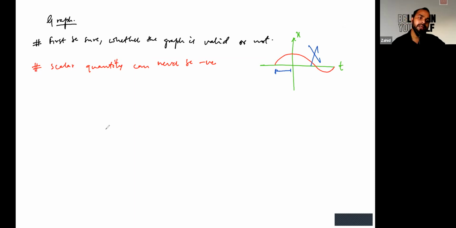Okay. The next part is that a single particle can't exist at different positions at the same instant of time. A particle exists at just one point at a given instant of time. A body can exist only at a single point at a given instant.